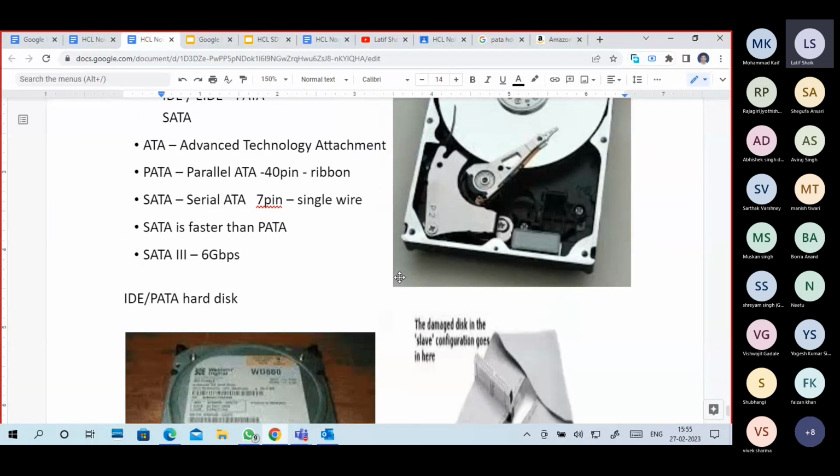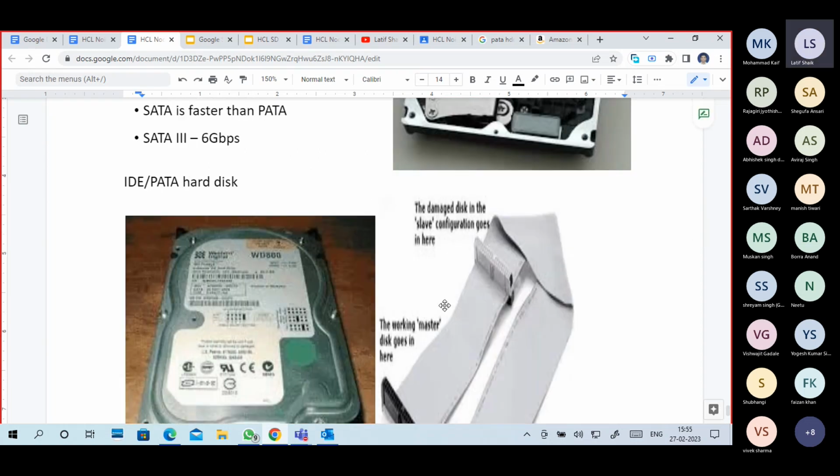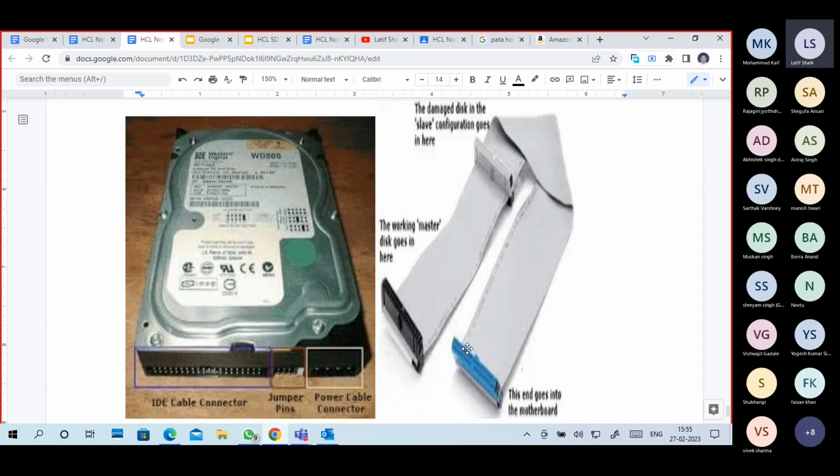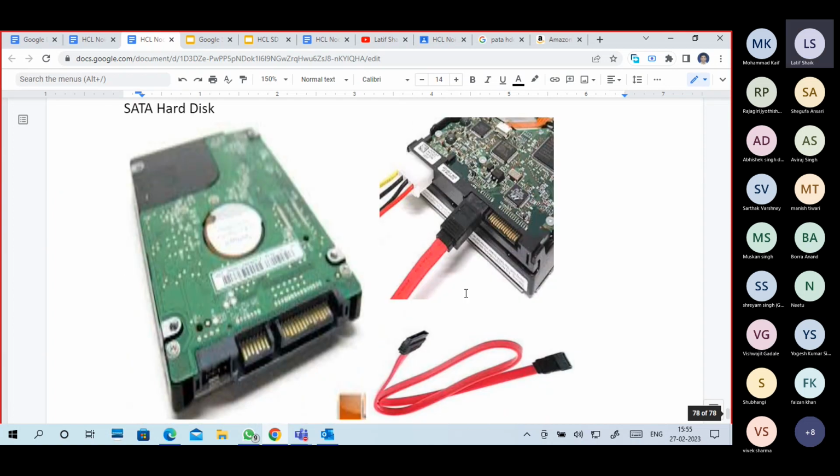Okay, so this is SATA. Next one is SATA, meaning Serial Advanced Technology Attachment. It's a 7-pin single wire connector. It's not ribbon type, it's a single wire only, meaning we can connect only one device. In PATA, two devices we can connect. Here only one disk device we are able to connect. So guys, this is the data cable connector, and this is the power connector.